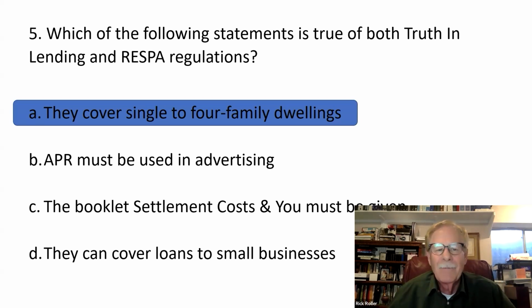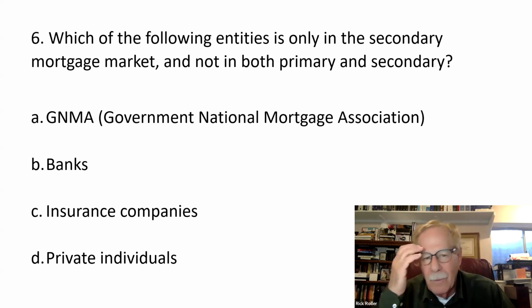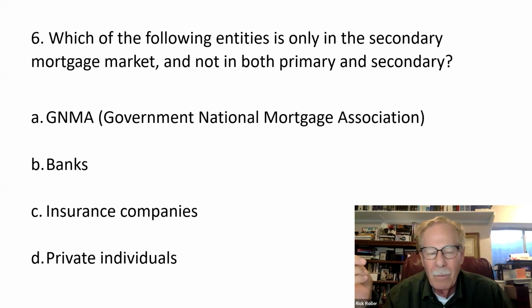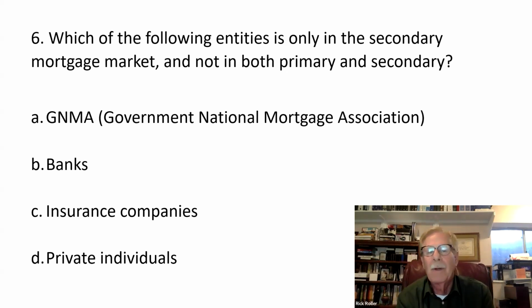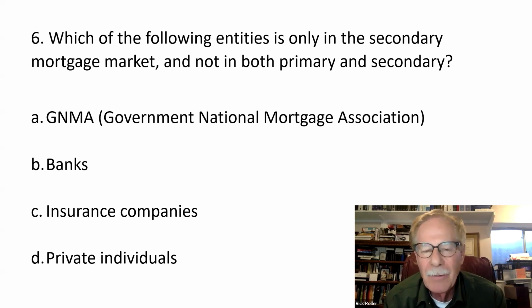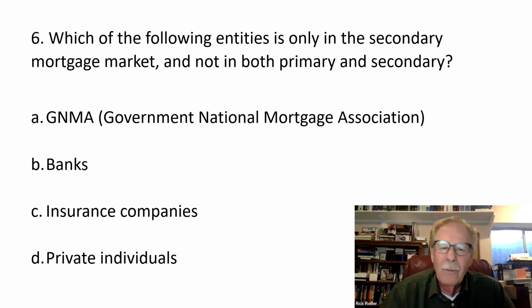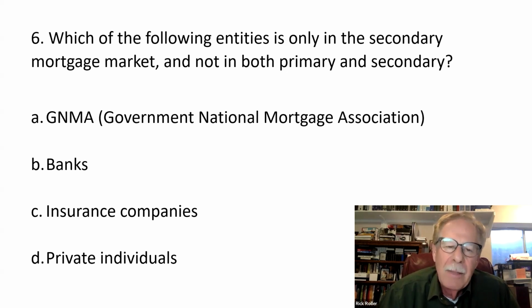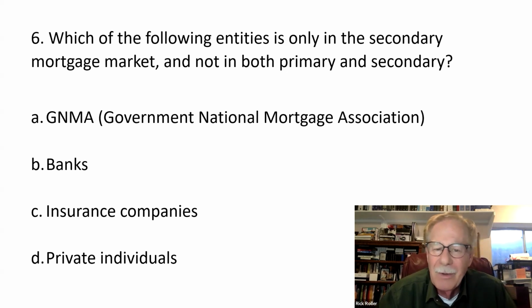Number 6 says, which of the following entities is only in the secondary mortgage market and not in both primary and secondary? Primary lenders are lenders you go sit down with and apply and actually get the loan. And then secondary lenders are lenders that the primary lenders sell their loans to. Primary lenders, the whole idea is to churn a lot of loans through and make fees on the loans. They don't rely on keeping the loans and benefiting from the interest and the mortgage payments that come on a monthly basis. That's the secondary guys.